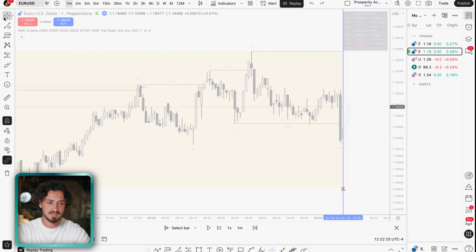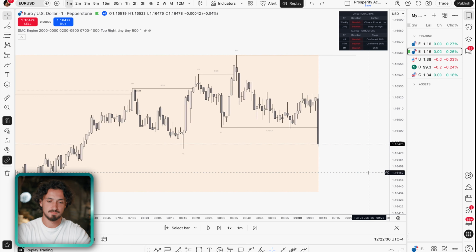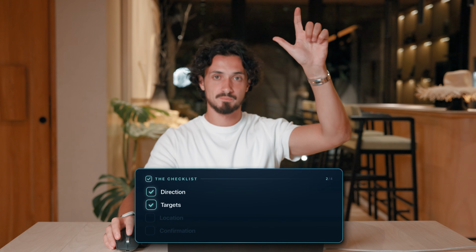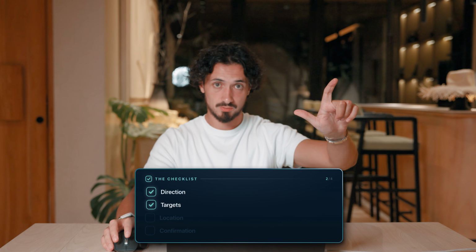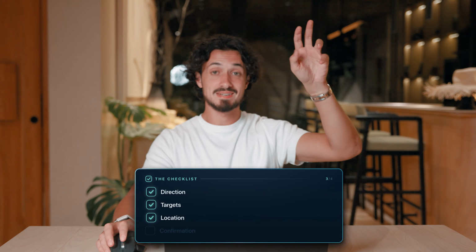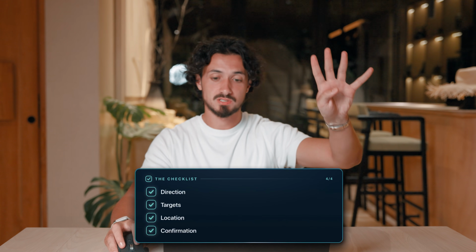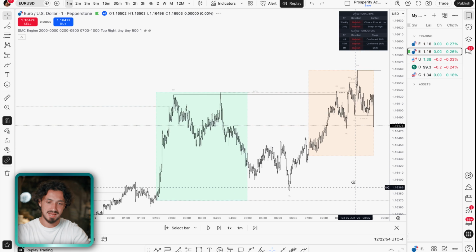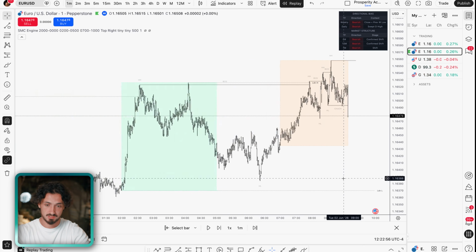Now we have our change of character. Now we have our confirmation. We have direction, which is our bias, which is bearish. We have targets already set and loaded. We have location, which is our bearish supply zone and our London high. And now we have confirmation, which is our lower time frame reversal. Now the 1 minute is bearish with the 15. Now we can expect price to go, because up until now, buyers have been in control. Now sellers are in control.